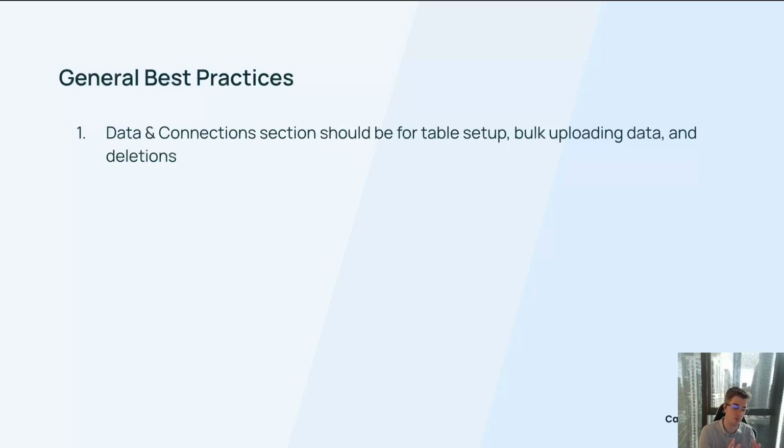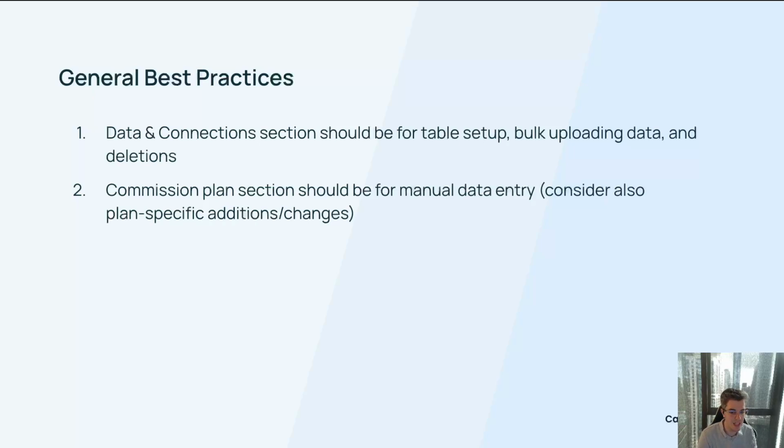If we want to focus on a particular subset of users, generally, I'd say that we want to be looking in the second place to access them, which is within the commission plan section. I would probably suggest that this is where we do anything that we're doing manually. Any manual data entry, any manual data changes, any spot checking with our eye, anything like that. I would also strongly encourage you to consider doing plan-specific additions or changes within this section. Again, you would probably be doing those changes and additions manually, so that fits within this criteria already.